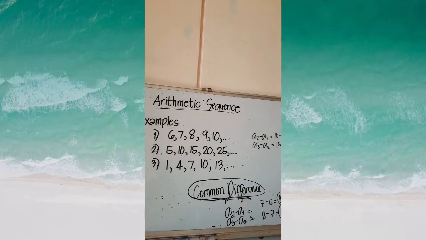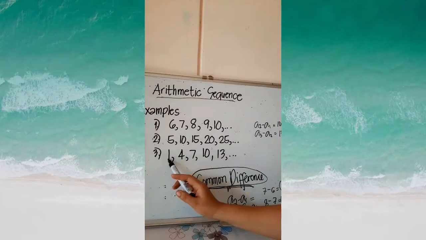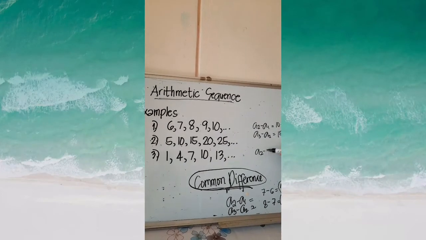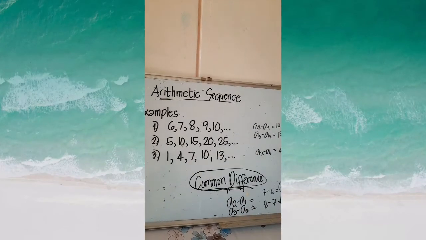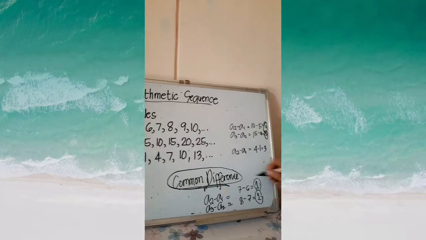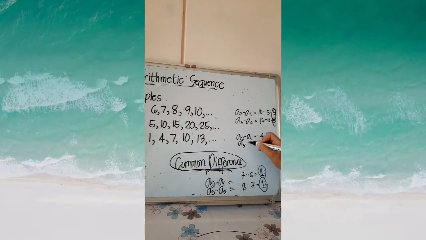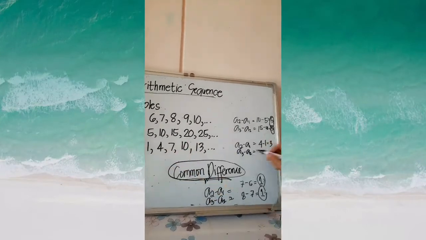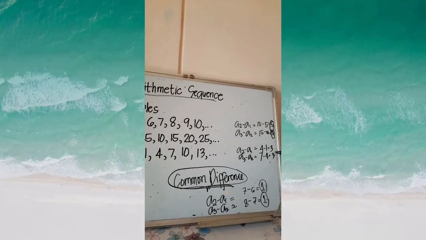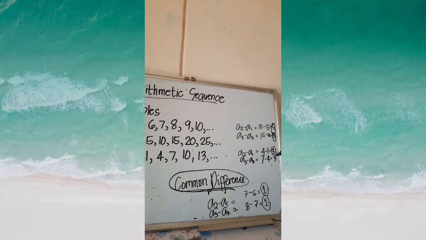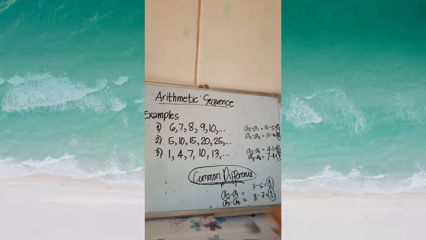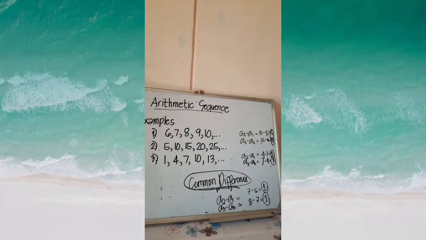Last but not the least is number 3: 1, 4, 7, 10, 13. Our second term is 4. Subtract 1, we get 3. Our third term, 7, minus our second term, 4, our answer is still 3. Their common difference is 3. Therefore, example number 3 is also an arithmetic sequence.